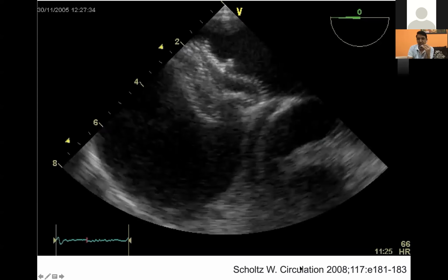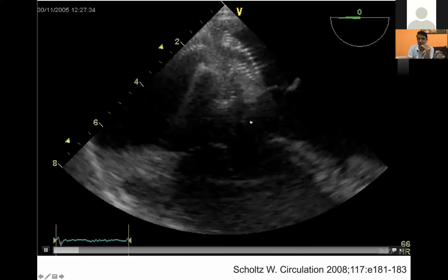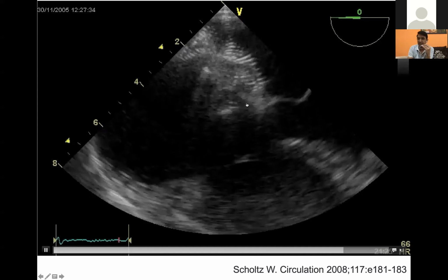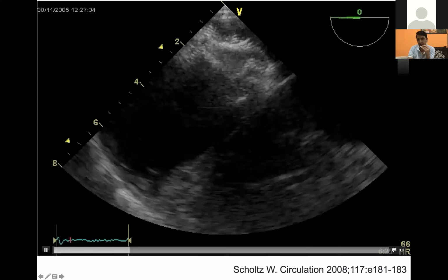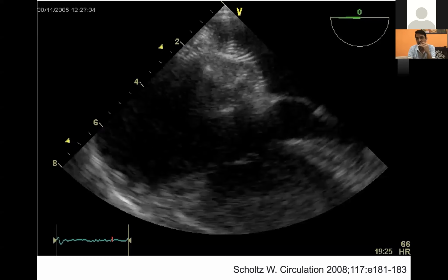Now, again, I wanted to just emphasize one last point here. This is from Circulation 2008. Again, a TE image in 0 degrees. This shows the retro-aortic circumflex here. And actually, this device was taken out because they documented that there is coronary ischemia after putting a device, and they had to take out the device.